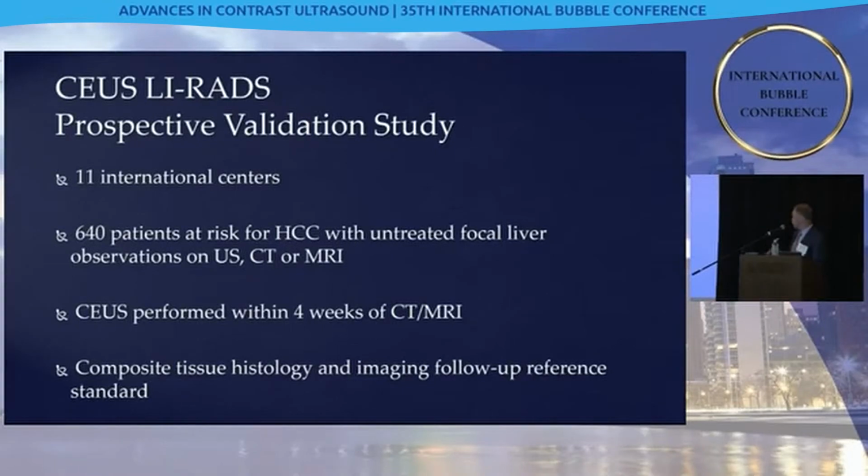Our statisticians gave us a heart attack. They told us we need 640 patients to achieve appropriate power for our sample, and that's one of the reasons why we ended up with 11 sites.